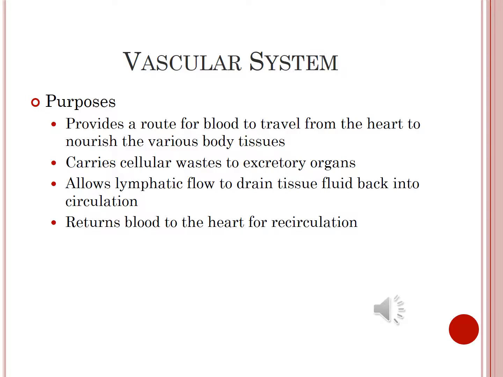Okay, so the vascular system provides a route for the blood to travel from the heart to the various tissues of the body. This is for tissue perfusion. It carries cellular waste to different organs and allows the lymphatic flow to drain tissue fluid back in through the circulation system. So the circulatory system, or the vascular system, is very important. Remember, this is all the blood that's already worked its way through the entire body, has been circulated, and is coming back through the right side of the heart to get more oxygen and nourishment to go back out and do more work.